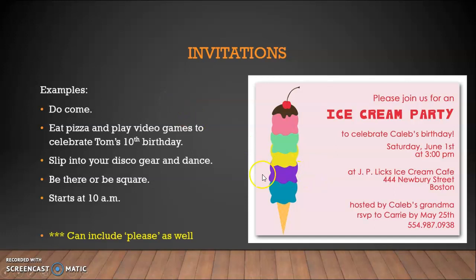Invitations. You can use it there too. When I was researching this, these are all from invitations I saw online. So, do come. Eat pizza and play video games to celebrate Tom's 10th birthday. Slip into your disco gear and dance. Be there or be square. Be there or be square is a very common idiom. It just means come to the party or be boring, and starts at 10 a.m. So these are invitations.